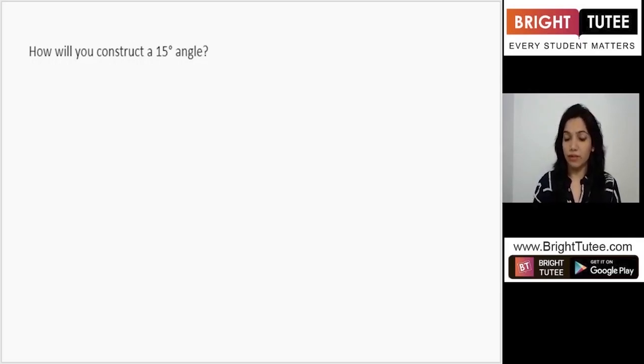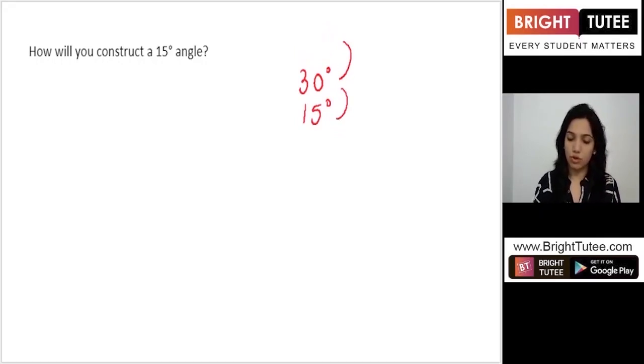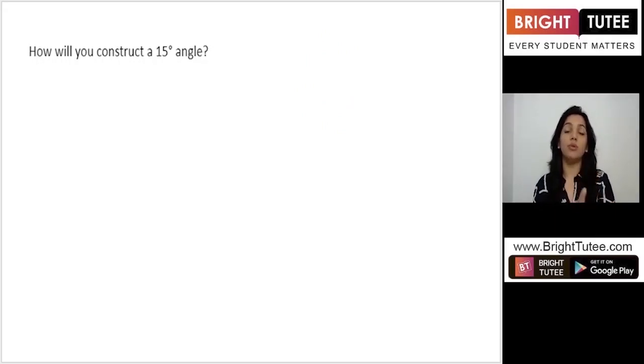Do you remember? The first thing that we need is a 60 degree angle. Right? So when you draw a 60 degree angle, you bisect it. You will get a 30 degree angle. If you further bisect the 30 degree angle, you will get a 15 degree angle. Because every time we are going half of the given angle. So let us just draw a rough image here of how a 15 degree angle will look. I want you to draw this yourself in your notebook. It's going to help you a lot in the construction.